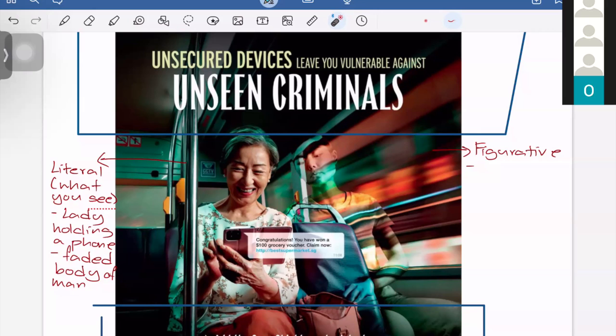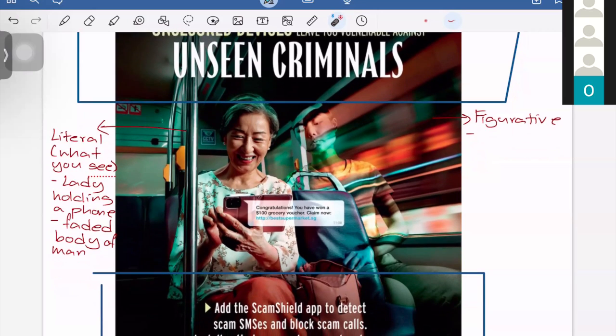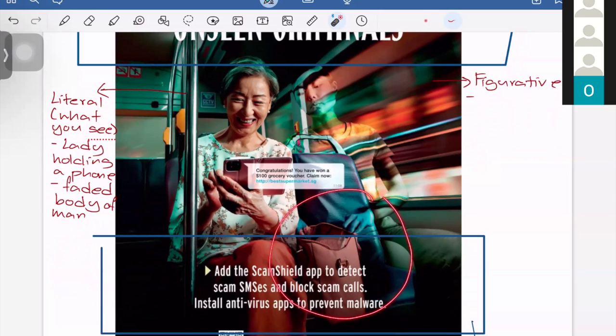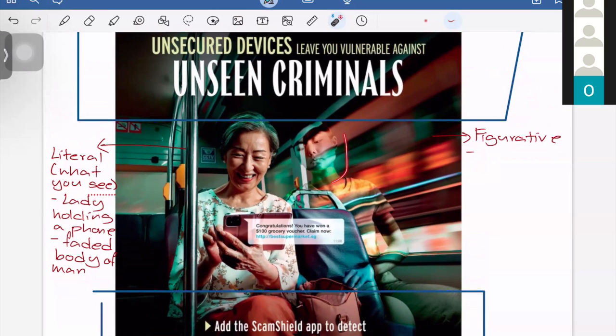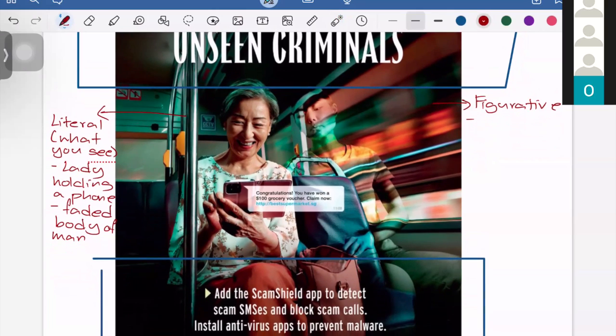His body is faded. That means the lady here is not able to see what he's doing. If you look closely as well, what is he exactly trying to do? He's trying to steal or take things from her handbag. So this man, figuratively, he is the symbol of this unseen criminal. So here, the male represents the unseen criminal.